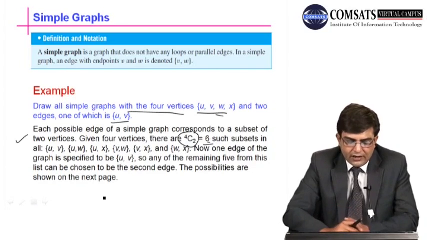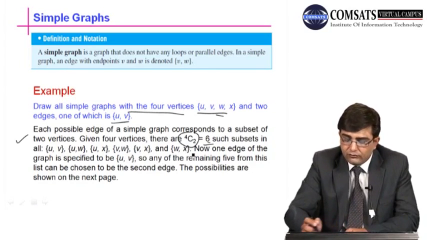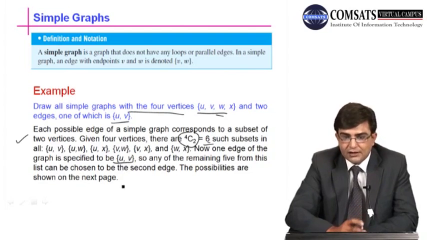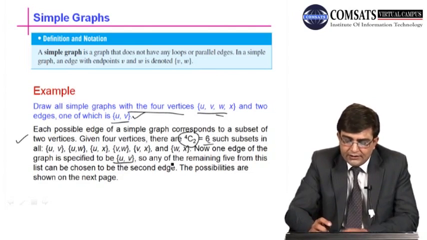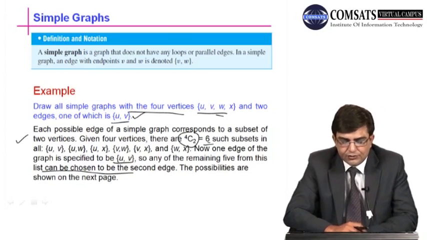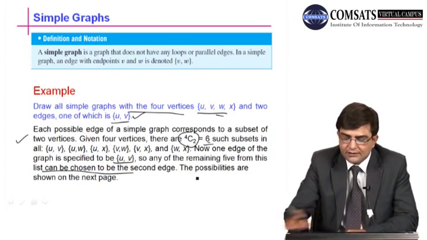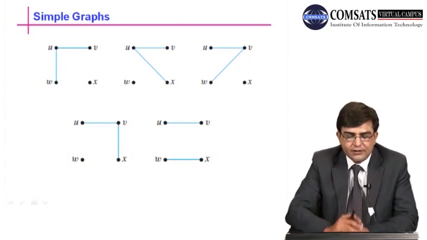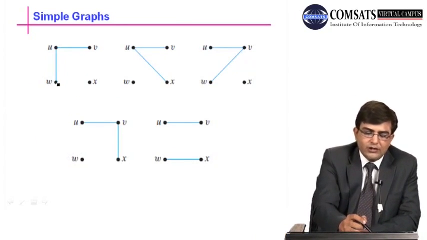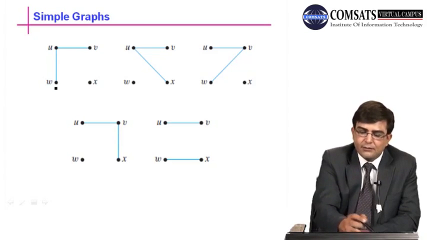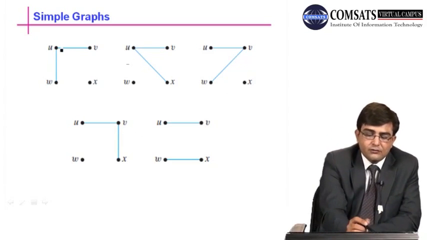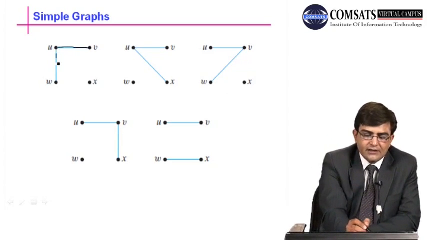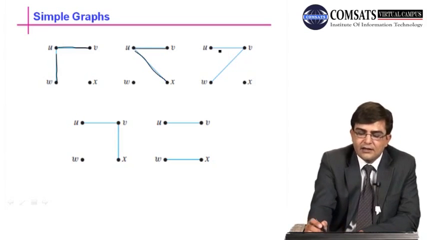So one edge of the graph is specified as uv, so one edge of the graph is uv. This is a must because this is given in the example. It is required in the example, so any of the remaining 5 from this list can be chosen to be the second edge. So the possibilities of the simple graphs are these. So we draw here uv, xw, uv, xw, ux, the 4 vertices, and we draw the edges here and here, here with this with this.